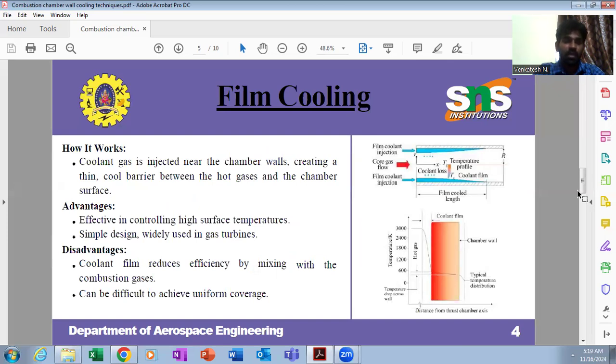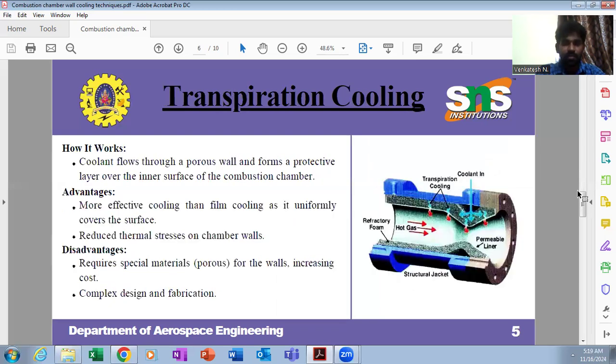Film cooling: coolant gas is injected near the chamber walls, creating a thin, cool barrier between the hot gases and the chamber surface. Advantages: it is effective in controlling high surface temperatures, has a simple design, and is widely used in gas turbines. Disadvantages: the coolant film reduces efficiency by mixing with the combustion gases, and it can be difficult to achieve uniform coverage.